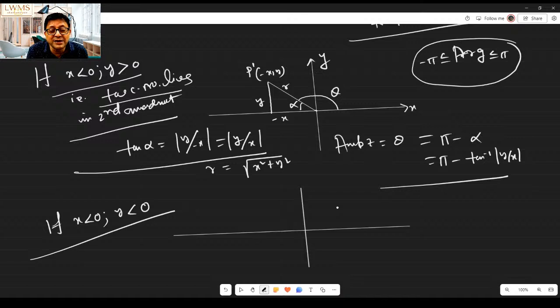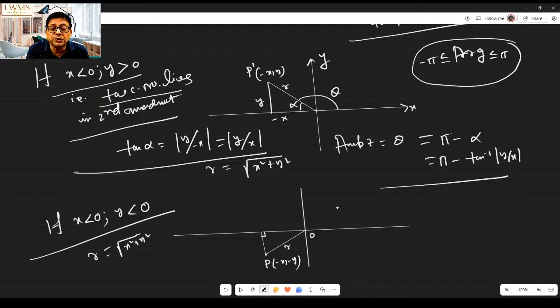x less than 0, y less than 0 means P lies here, (minus x, minus y). Draw a perpendicular on the x-axis, join it from the origin. Origin to P you have joined. This r, the distance from the origin, is the square root of x square plus y square. That's true.